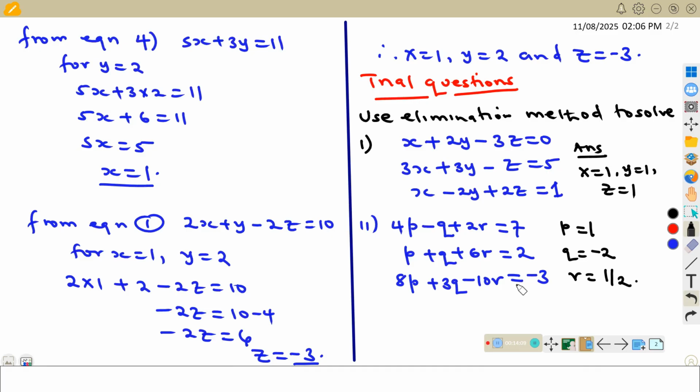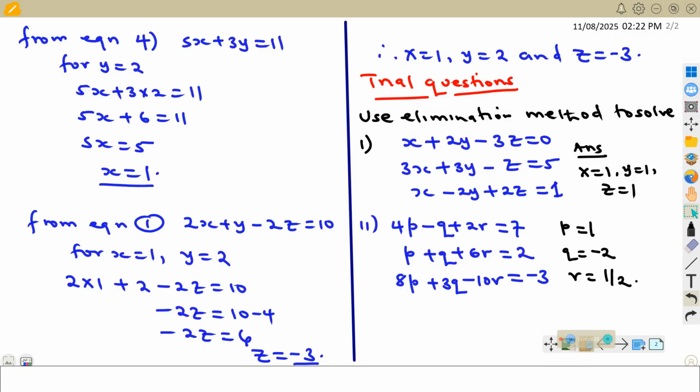Now kindly try some of these questions here. Use the same method, that is the elimination method, to solve for these two different systems of equations. The answers are provided here. For system 1, you have x as 1, y as 1, and z as 1. For system 2, you have p as 1, q as negative 2, and r as 1 over 2. So make sure you try out these questions such that you grasp the concept very well.